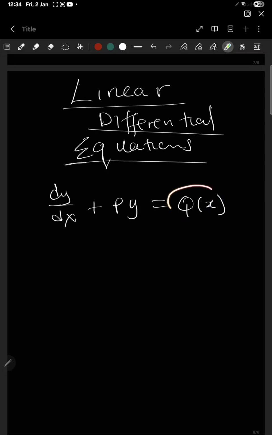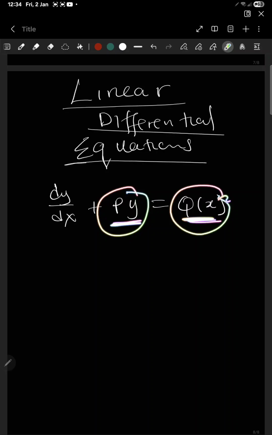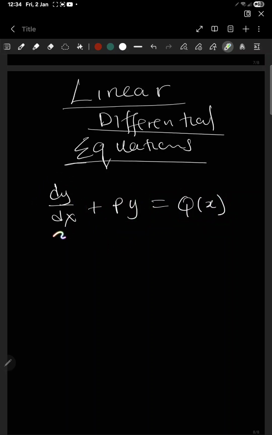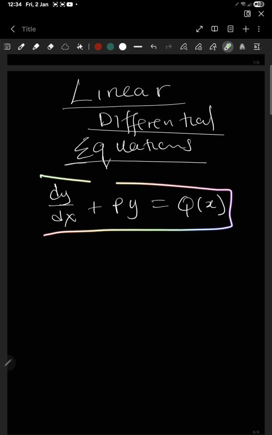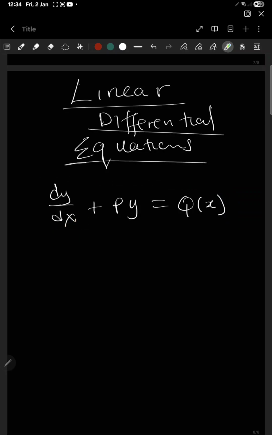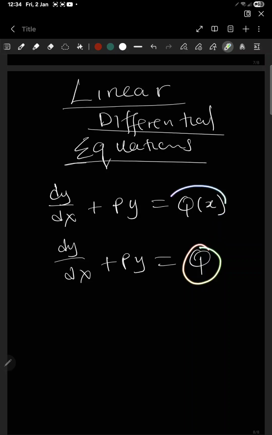Sometimes what you have is this part is the part which is attached to y, then this part is the part which is attached to x, and then we have the dy/dx. So whenever you find any question written in this format, just know that this question is a linear differential equation. Sometimes it can be written as just dy/dx + p(x)y = q only, meaning that the function on this side of the equation can either have x or not have x.